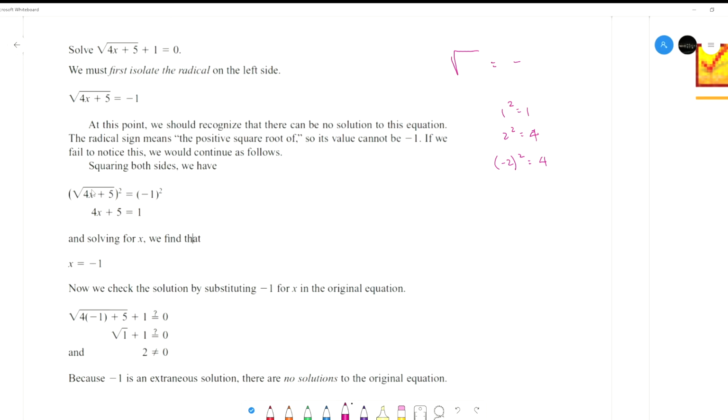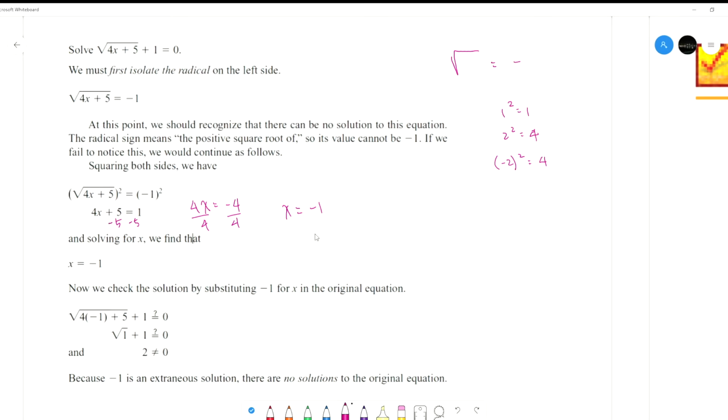So we square both sides, right? And we get 4x plus 5 is equal to negative 1 times negative 1, which is positive 1. Then we subtract 5 on both sides, right? So we get 4x is equal to 1 minus 5, which is negative 4. To solve for x, we divide both sides by 4, and we get x is negative 1.